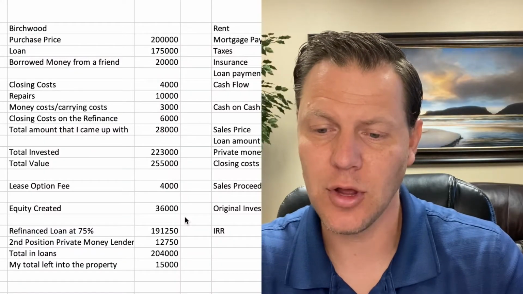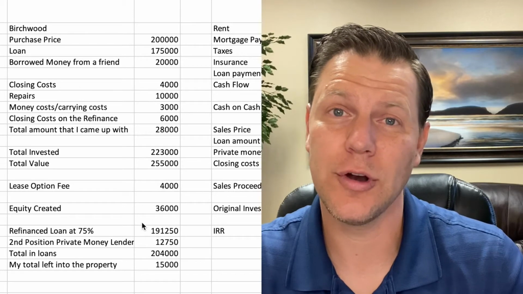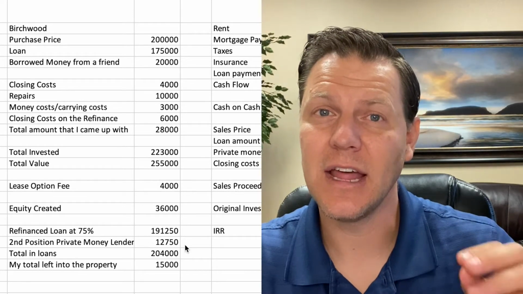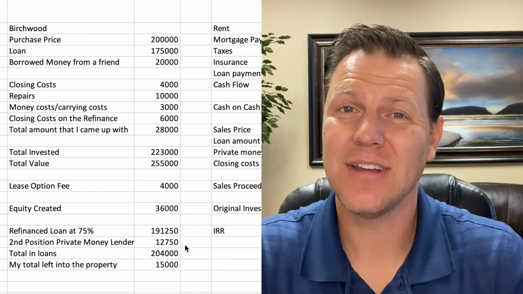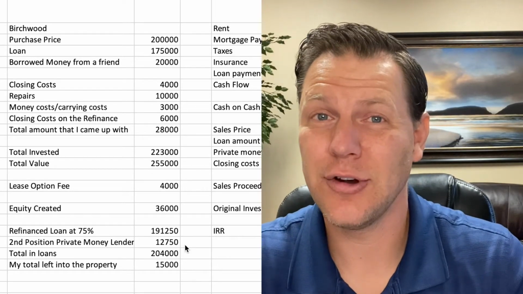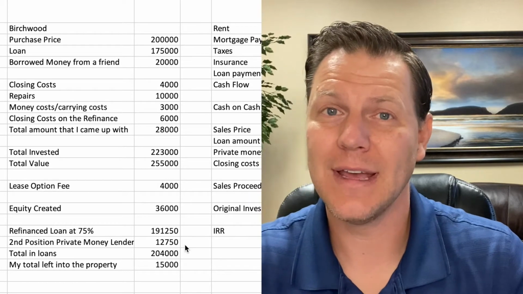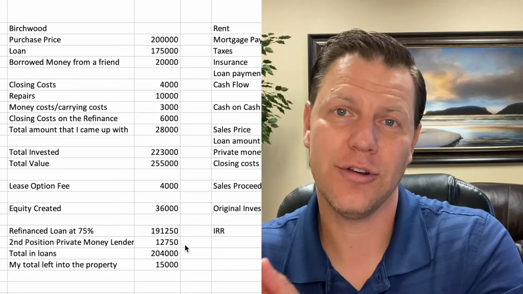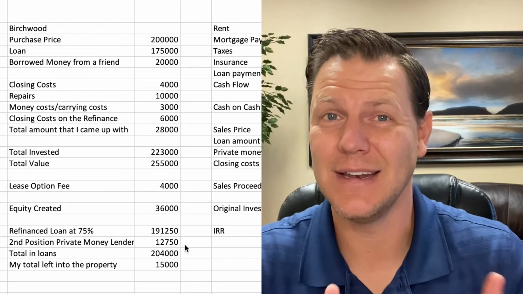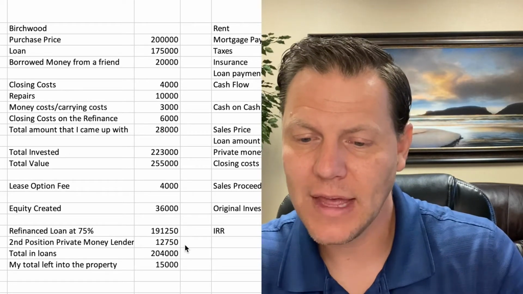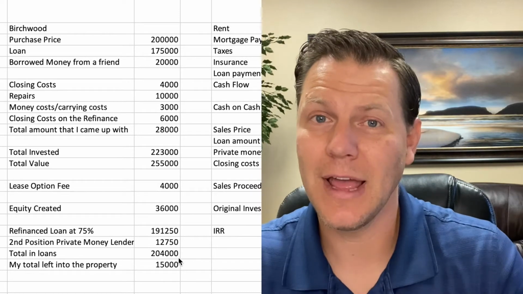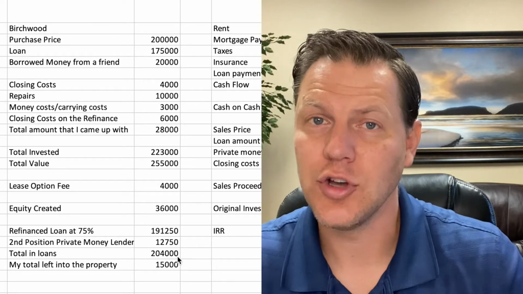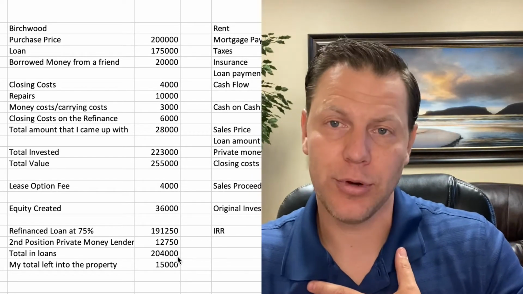So he's going to give me a loan for $191,250. Then I'm going to get another private money lender that just wants a return on his money, and he's going to lend me $12,750 in order to get an 8 to 10% return on his money that he's lending to me. So when you add that up, the total amount of loans I'll be getting on this property is $204,000.